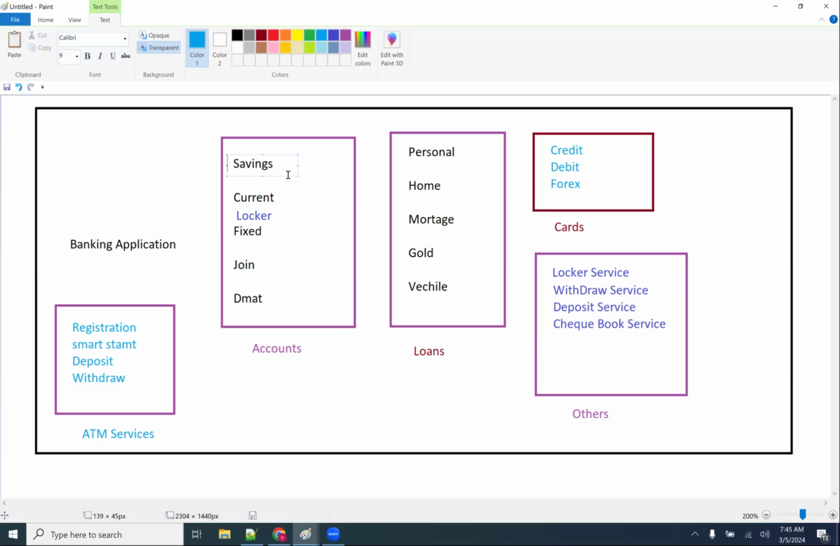Sir, how I am dividing, you need to see. Locker service, withdraw service, deposit service, checkbook services are others. I was not able to categorize them or put them into a separate section. But accounts is a separate section, loans is a separate section, cards is a separate section, ATM is a separate section. So dividing this by business capability. Will you agree with me?